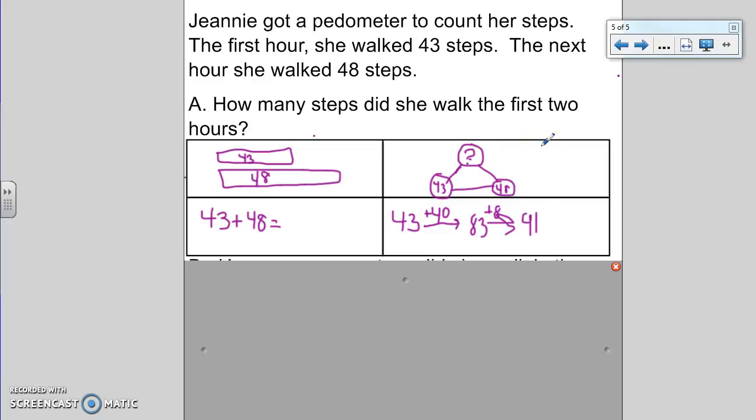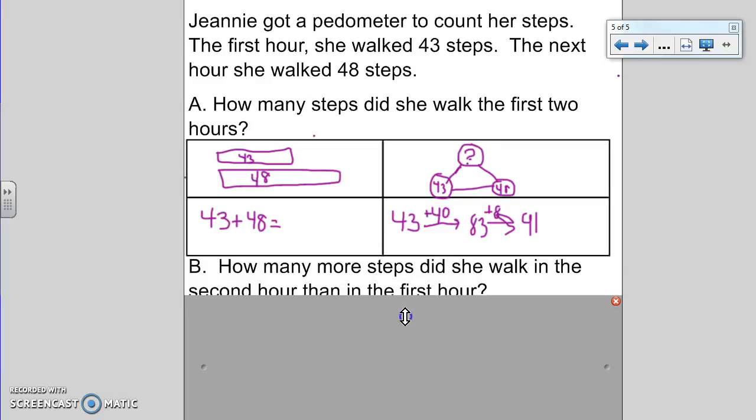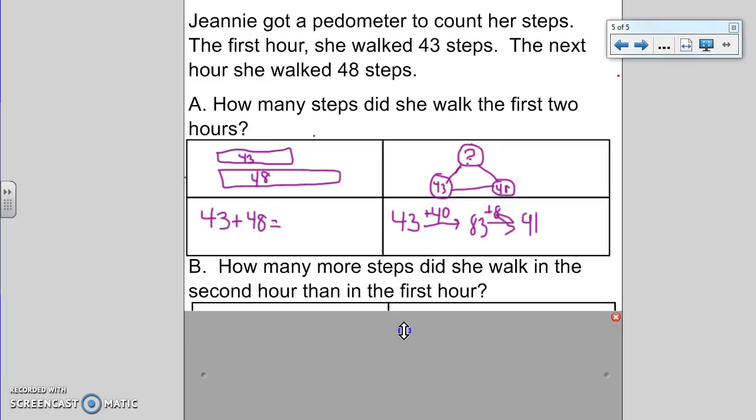So whether you chose the arrow method or vertical form, the answer should be 91 steps. Jeannie walked 91 steps in all. Alright, go ahead and put your pencil down, close your eyes, and think about the second part of the problem. How many more steps did she walk in the second hour than in the first hour?